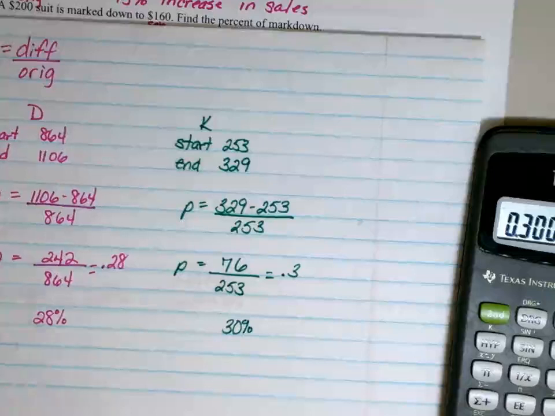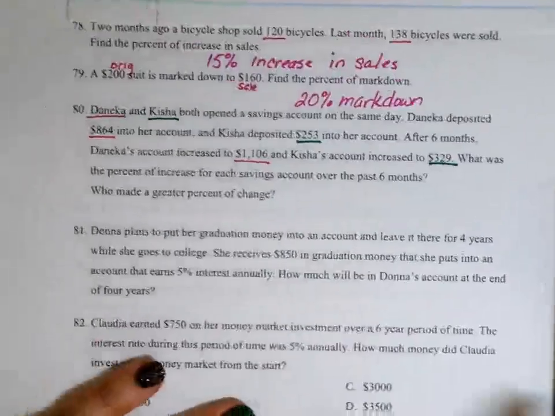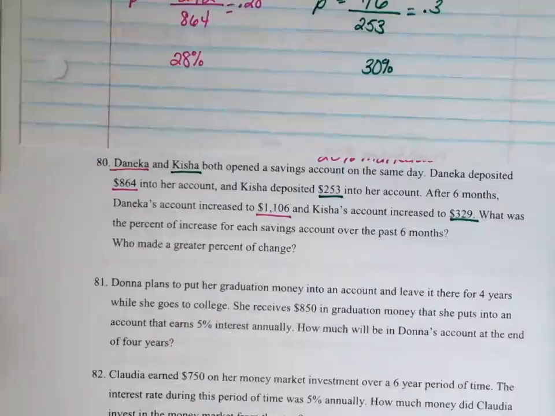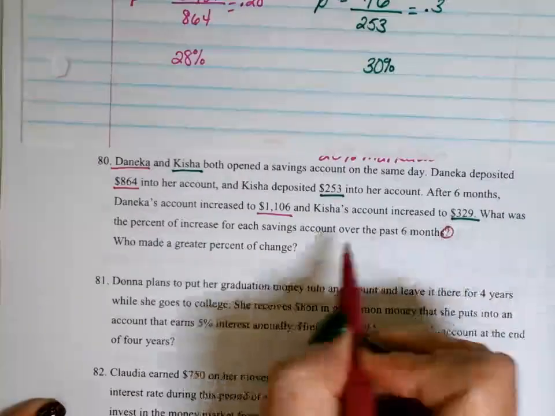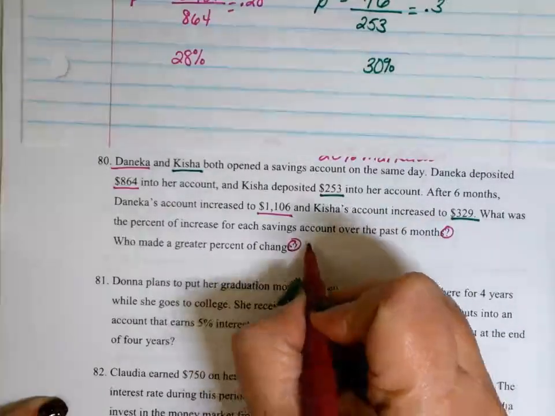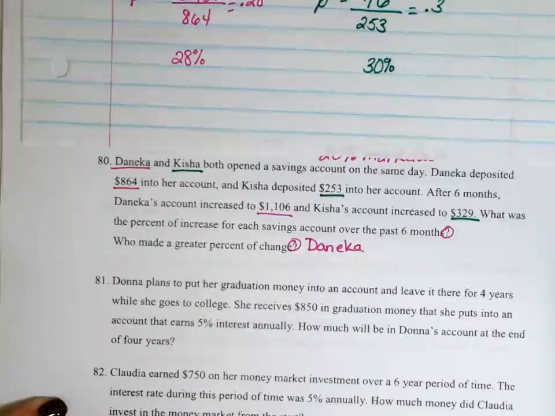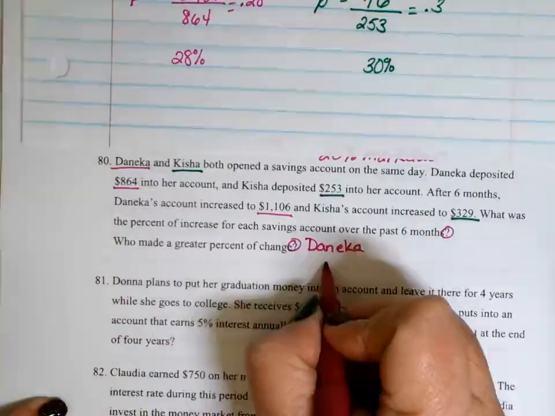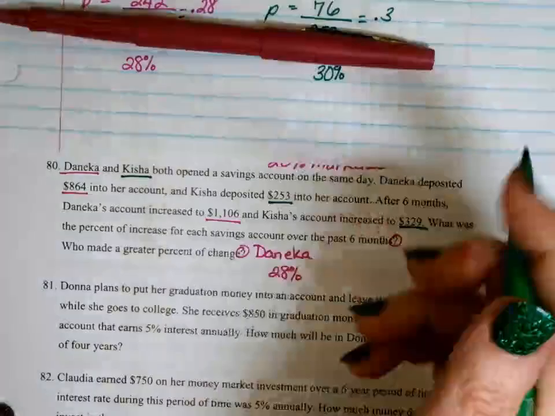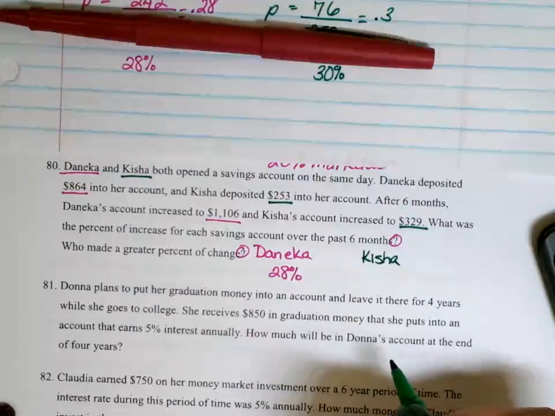Okay, so let's take what we've done here and go back to the problem. It asked us what was the percent of change for each account, right? I have 2 question marks. So how many answers am I going to have? 2. So this one said Danica. What was her percent of change? 28%. What was Keisha's? Keisha was what percent? 30.